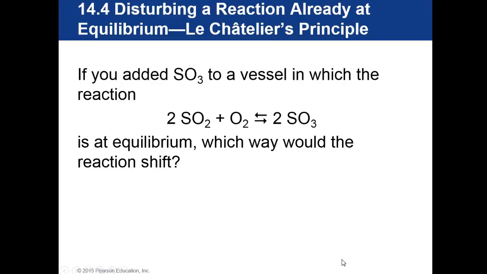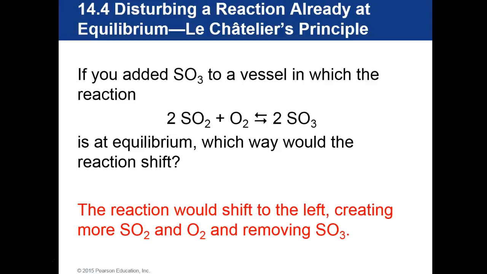So if you added SO3 to a vessel in which the reaction was 2SO2 plus O2 going to 2SO3, at equilibrium, which way would the reaction shift? The reaction would shift to the left, creating more SO2 and O2, and would remove the SO3 because we increased the concentration.